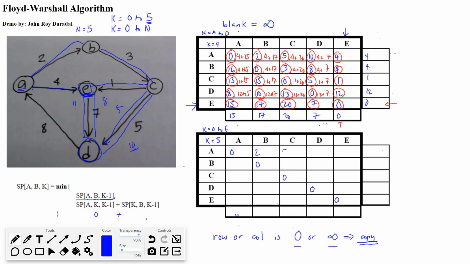So we have 0, 2, 5, 10, 4, 16, 3, 8, 4, 13, 15, 0, 5, 1, 8, 10, 13, 0, 12, 15, 17, 20, 7, 0.